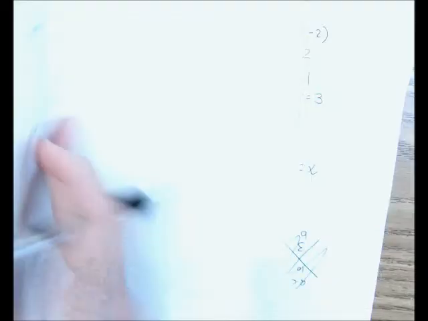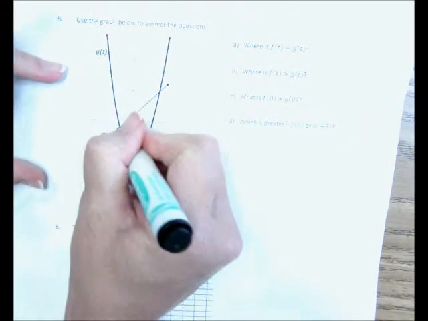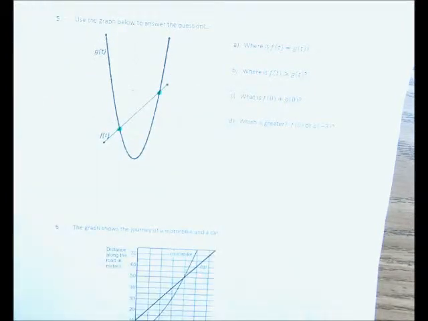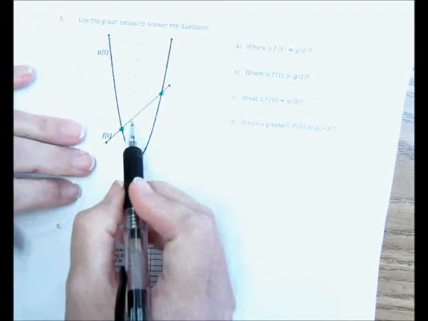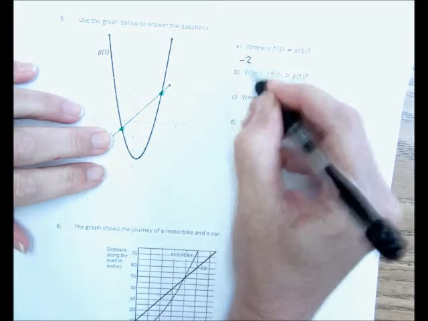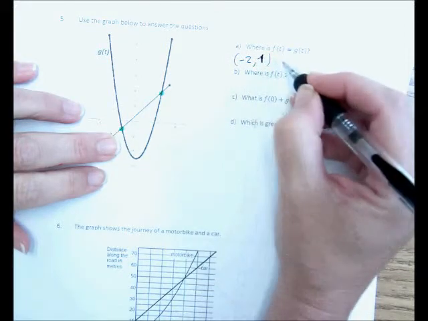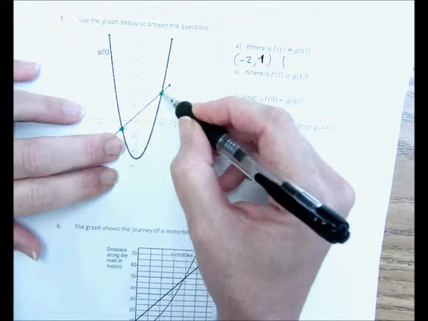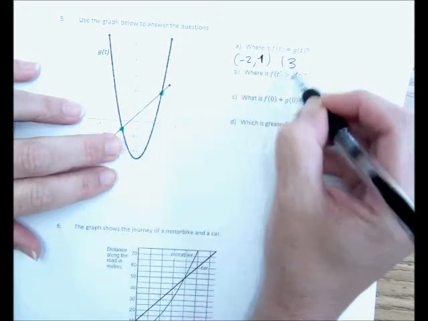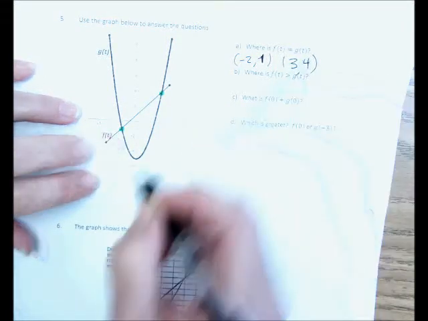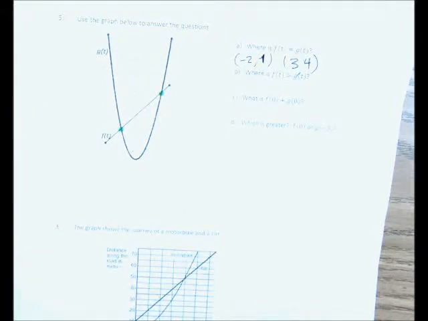So moving on along to number 5, we did in class together. The first thing it tells us is to solve where f of t is equal to g of t, so I solve for my intersection points. My intersection points here appear to be (-2, -1), and then my other point of intersection appears to be at (3, 4). So very easy to do just by reading the graph.